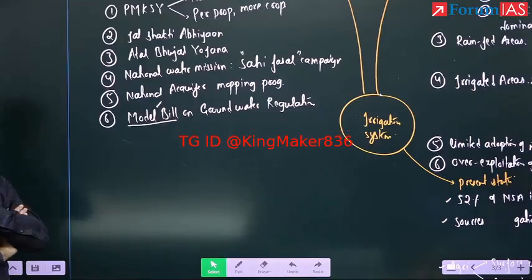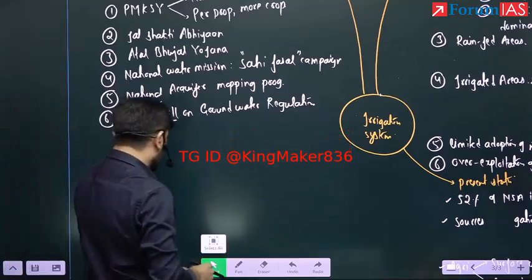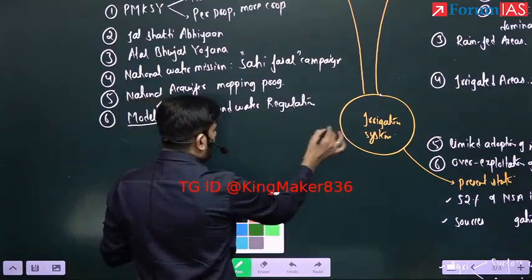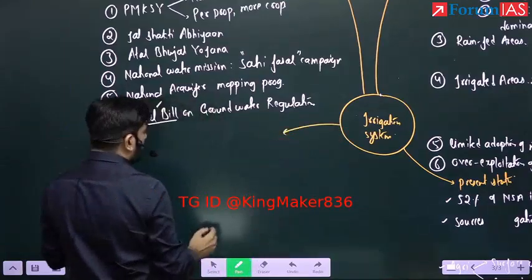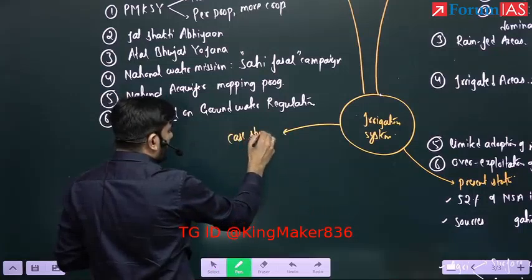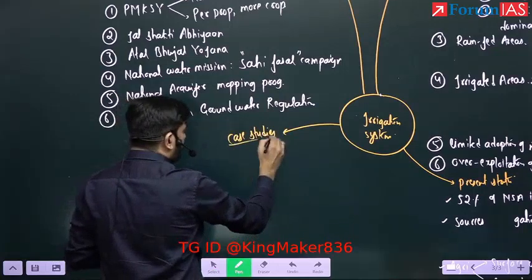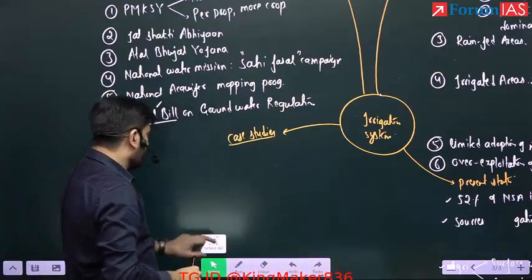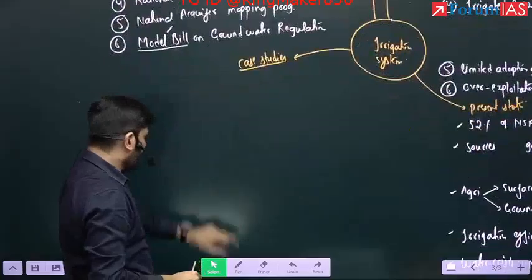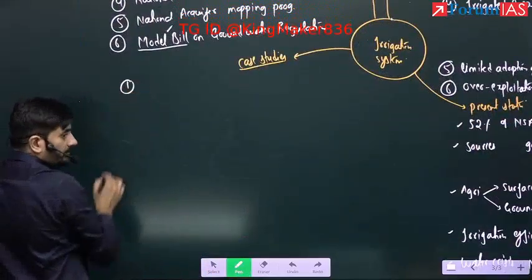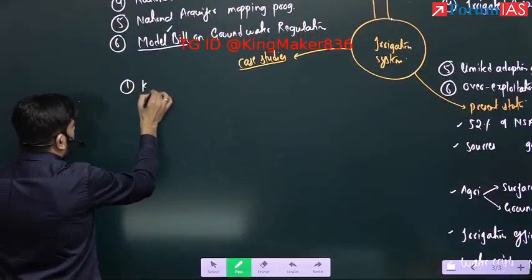Is this part clear? Okay. Apart from that, let's also look into some unique case studies from various states with respect to irrigation system. Case studies. The case study number 1, which you can use in your validation. Case study number 1 is Kerala.